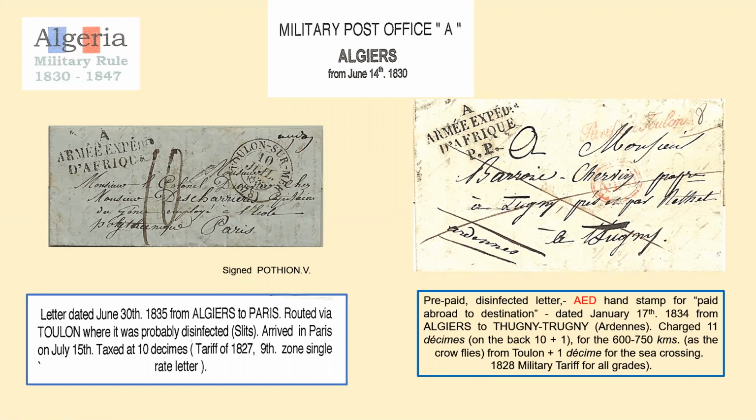Military post offices were opened at various large towns in the country. Algiers was the first one, which was opened in 1830, military post office A, and we have prepaid and unpaid mail carrying these hand stamps. Very nice pair.